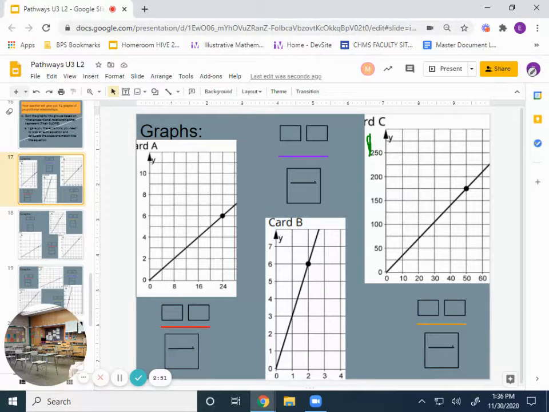So let me show you what I need you to do for this piece right here. Let me grab my mouse so that I can do this with you. So let's do graph number 1. I want you to do this along with me, and when I do something, I want you to pause it and do it on your slideshow as well.